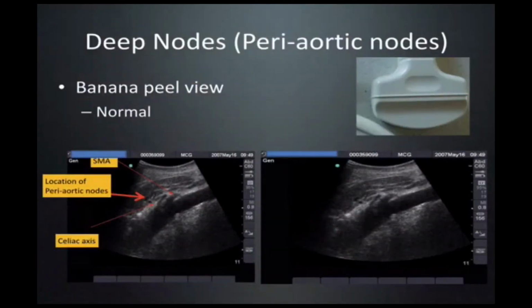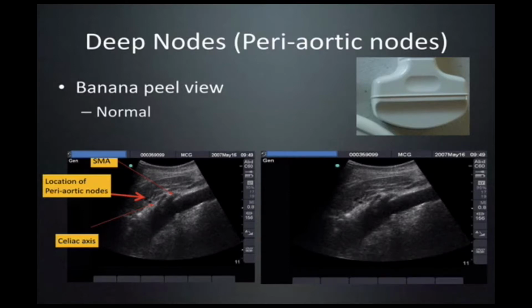Let's take a peek now at deep lymph nodes or peri-aortic nodes. To view the peri-aortic nodes, you'll need your abdominal transducer or your curvilinear transducer. You'll adjust it for the depth that you anticipate the aorta. Place your transducer just at the level below the xiphoid process until you see the aorta just above the vertebral bodies. You'll notice the pulsation.